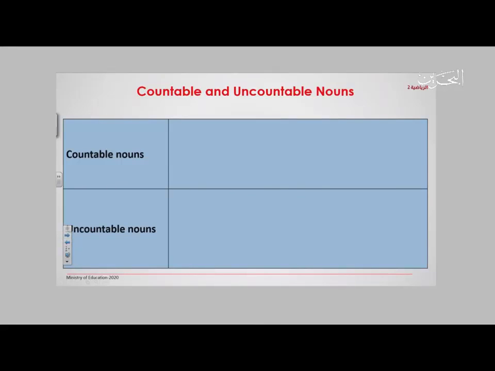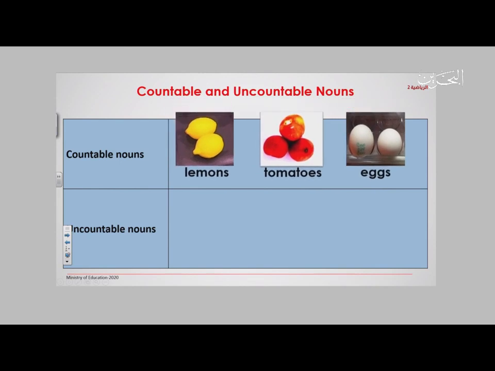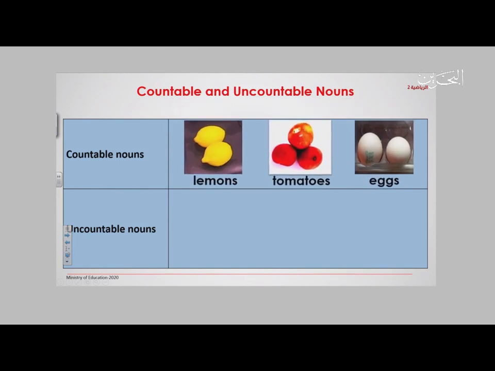Here we have a table. We are going to classify the previous nouns into these groups. We have countable nouns and we have uncountable nouns. Let's find out. For example, in the countable nouns group, we have lemons, tomatoes, eggs. As you notice, these are the nouns we can count. For example, I have 2 lemons or 3 lemons or more. Also tomatoes and eggs. Let's go to the second group.